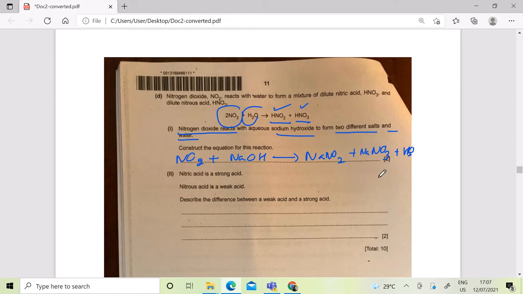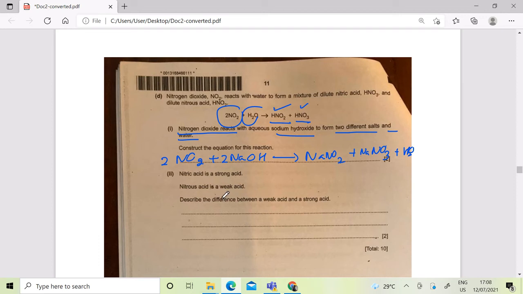So in balancing, what you need to do is check the nitrogen. This side you have 2 nitrogen, I'll put here 2. Then this side you have 2 sodium, keep 2 here. We'll check whether hydrogen is balanced, 2 hydrogen, yes. Oxygen will be 2 into 2, 4, 5, 6, yes, it is balanced.